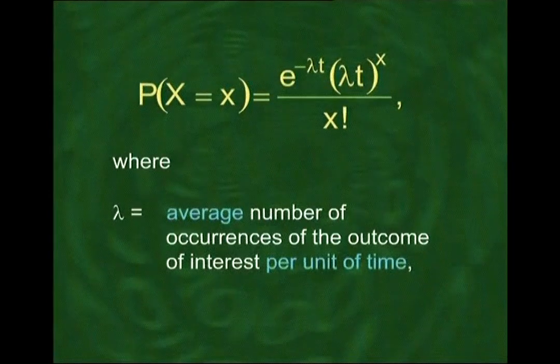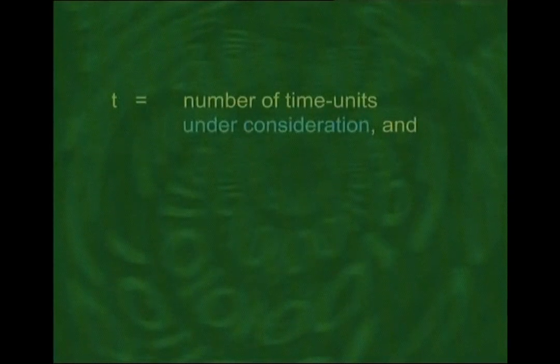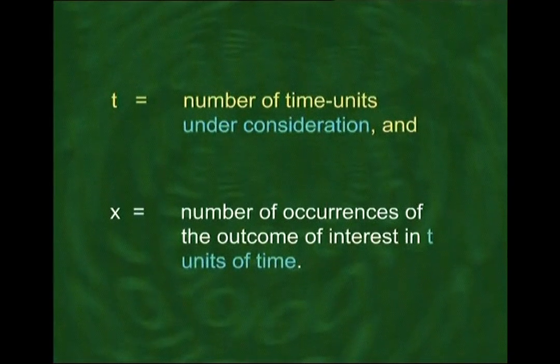As you now see on the slide, lambda represents the average number of occurrences of the outcome of interest per unit of time. It may be time or it may even be space. T represents the number of time units under consideration, yani jitne units mein hum interested hain. And once again I want to remark ke agarche slide pe time units kaha gaya hai aur T ka jo letter hai usse bhi time hi ki indication hoti hai, but it can also be units of space. Also x represents the number of occurrences of the outcome of interest in t units of time or space. Let me explain this now to you with the help of a very interesting example.